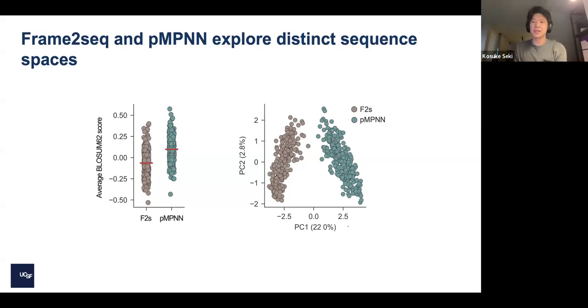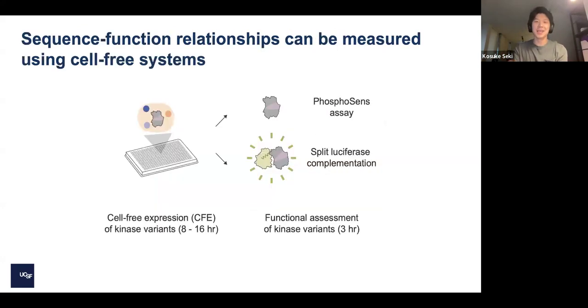With all these sequences, it's time to measure all of them. Again, we're using a similar cell-free expression workflow to what we used before, except we're doing it at scale. So we're using things like 384 well plates in order to measure these in high throughput. The other thing that we do is not only measure activities.